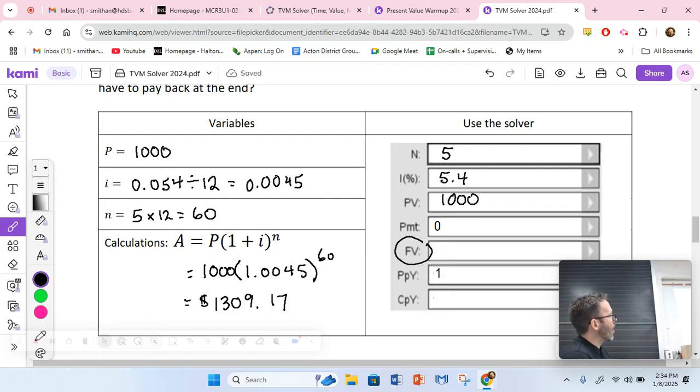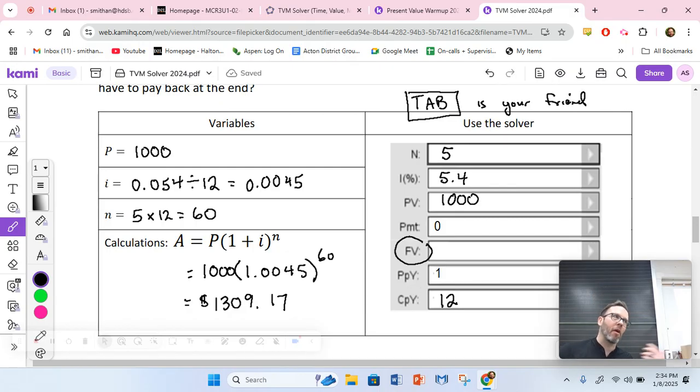And for CPY, it is a monthly problem, so we'll put in 12. Let's give this a spin. On your TVM solver, can you enter these in? If I can give you guys a tip, there is a tab button on your Inspires. Tab is your friend. Tab is your friend.